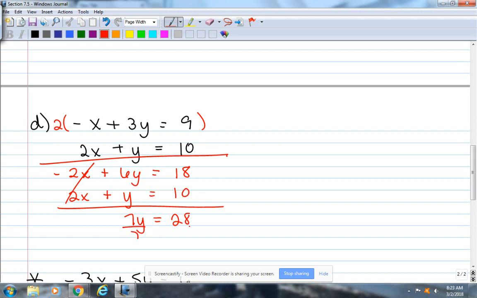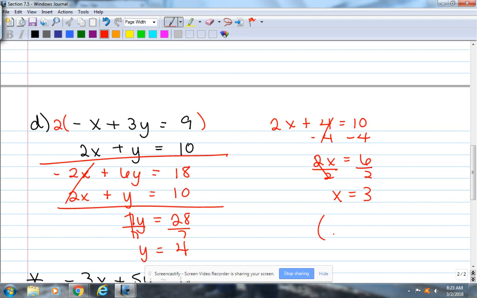And then we divide by 7. Y equals what? 4. And I'm going to plug that in for y in the second equation because it looks a little simpler. 2x plus 4 equals 10. How do I solve that for x? Subtract 4 everywhere. 2x equals 6. And x equals 3. And what's the ordered pair? 3, 4. So if you don't get everything to cancel, don't freak out. Just keep on working it and get your ordered pair, right? That just means it's not special. It's normal, not special.